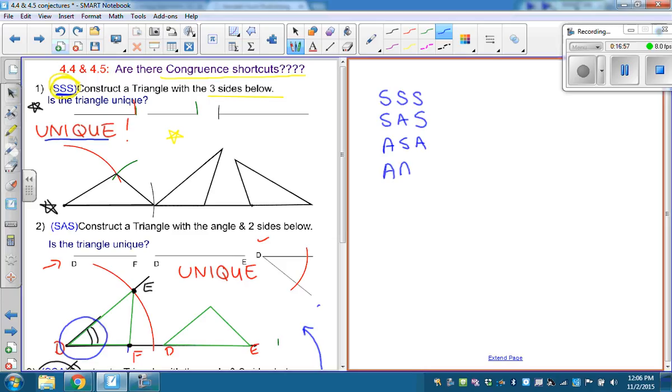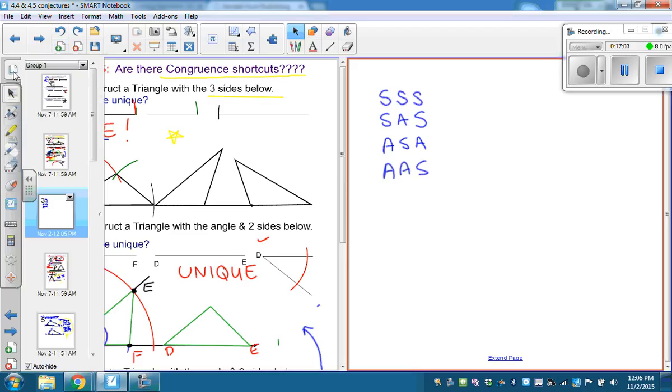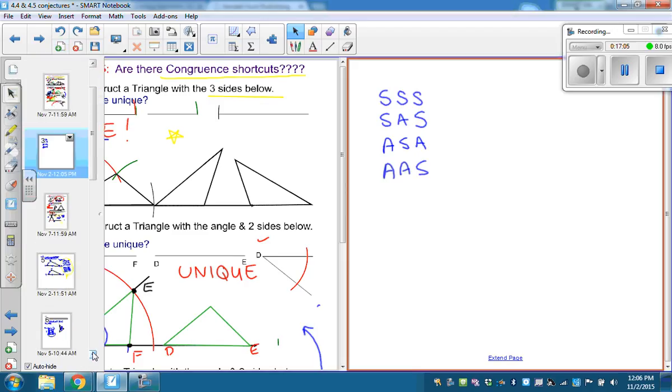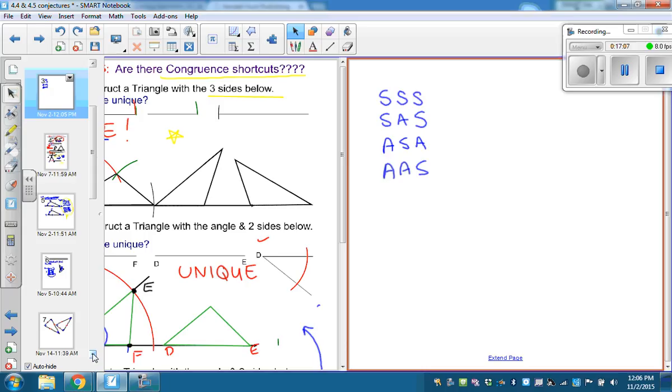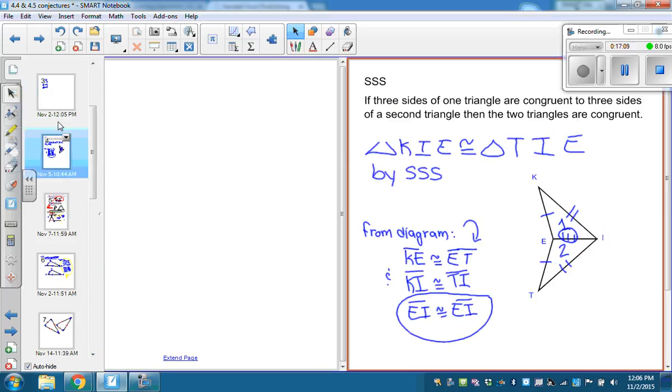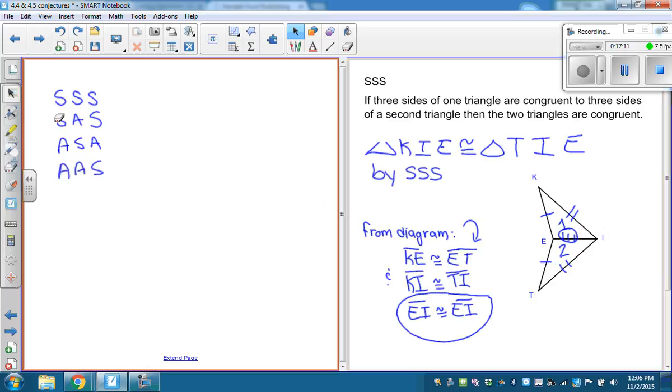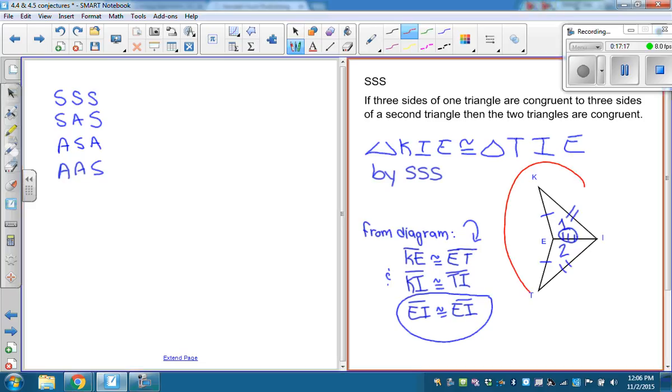Angle side. Okay. So these have long paragraphs to go with them, but you just need to know how to understand what the long paragraph means. So let's look at this here. For example, side means if you have, in a picture like this picture here, three sides in one triangle congruent to three sides in a second triangle. So one triangle is the one on top, triangle number one right here.